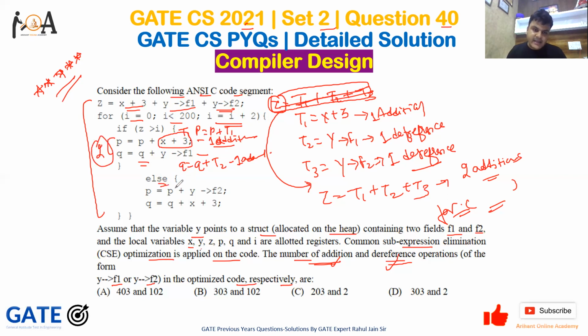In the else part, I can write p equals p plus y->f2, and y->f2 can be written as t3. So it is one addition, and q is q plus x plus 3. X plus 3 can be written as t1. So q equals q plus t1. So one more addition is there. So in the else part, I have two additions. In the if part, I have two additions.